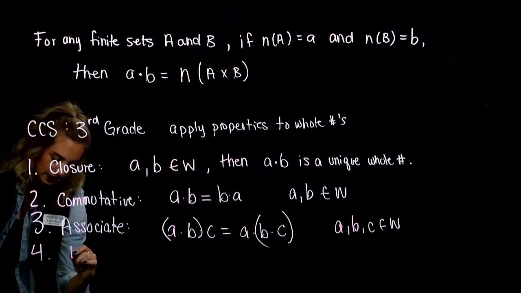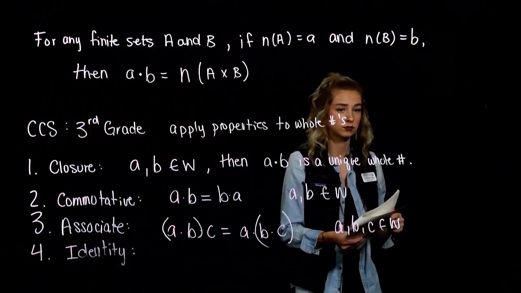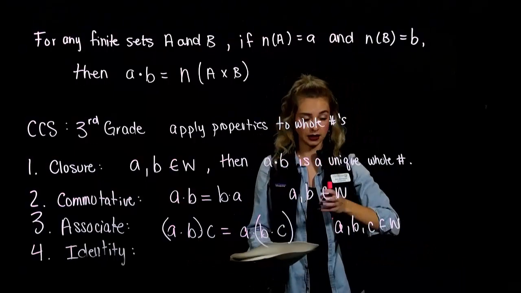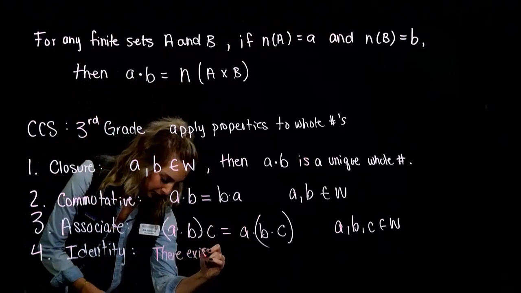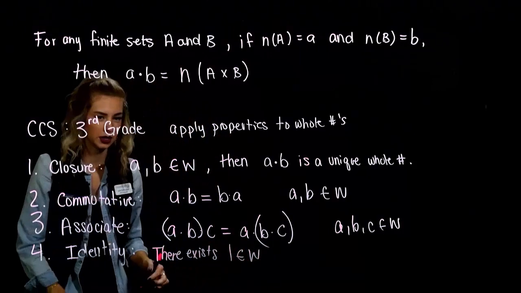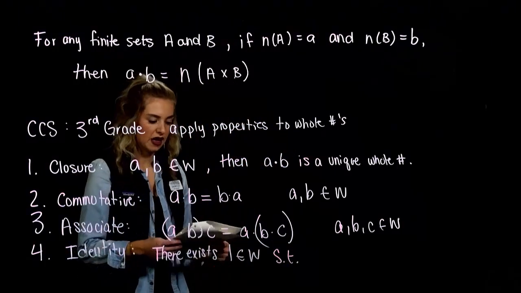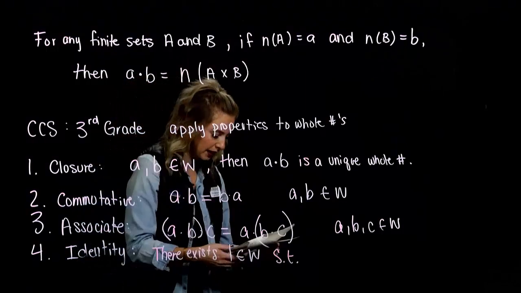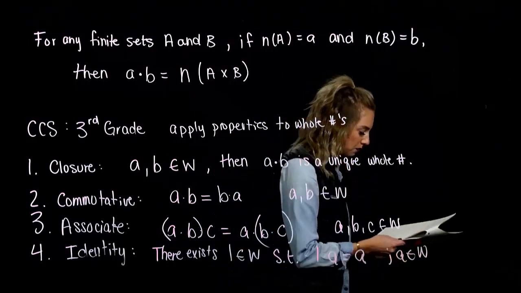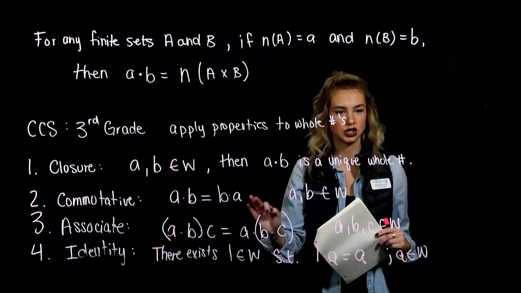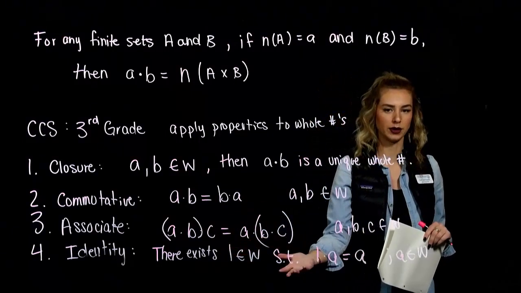And fourth, an identity. What does an identity do? It doesn't change something. Your identity is constant, it's never changing. So there exists the number 1 in the whole numbers, such that when we multiply a whole number by 1, we get that same number back out. So if I multiply 1 times A, it should produce A when A comes from the set of whole numbers. The identity does not change what we're multiplying by. So the multiplicative identity is 1. We can multiply by 1 and it doesn't change anything.